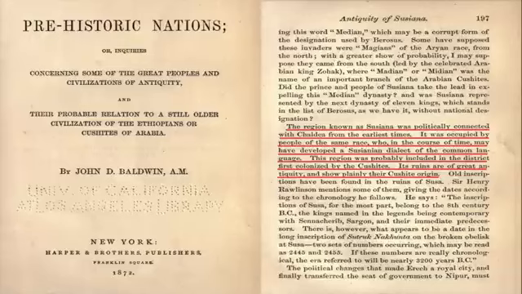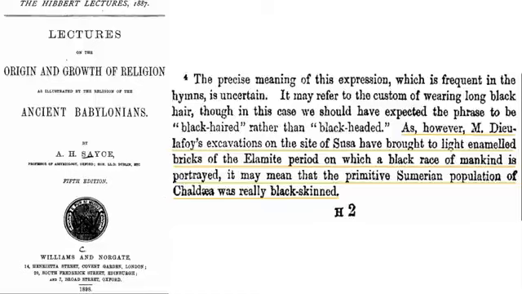Its ruins are of great antiquity and show plainly their Cushite tongue. So basically, John D. Baldwin is saying that the people of Susnia and Chaldea are from the same race. And Susnia, by the way, is the capital of Elam. So let's go into that.